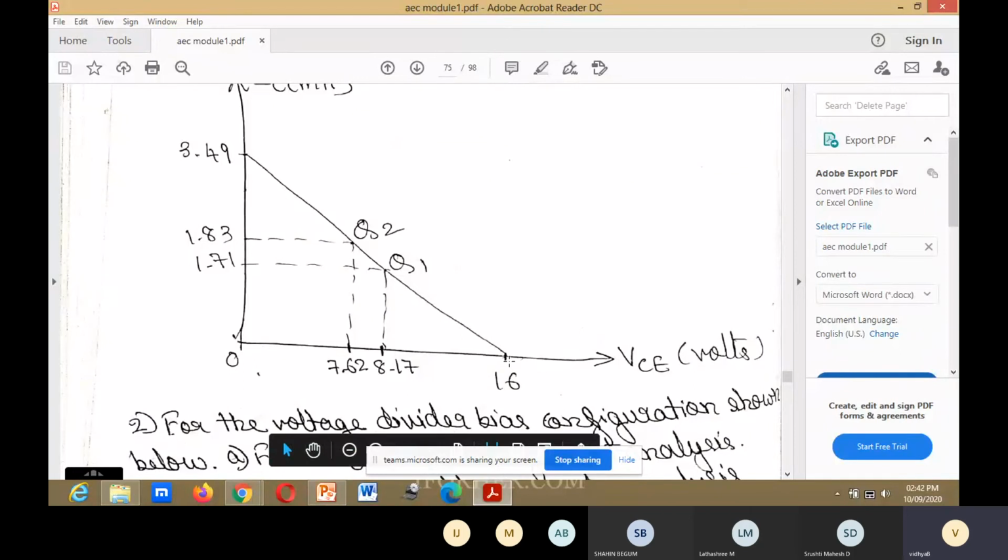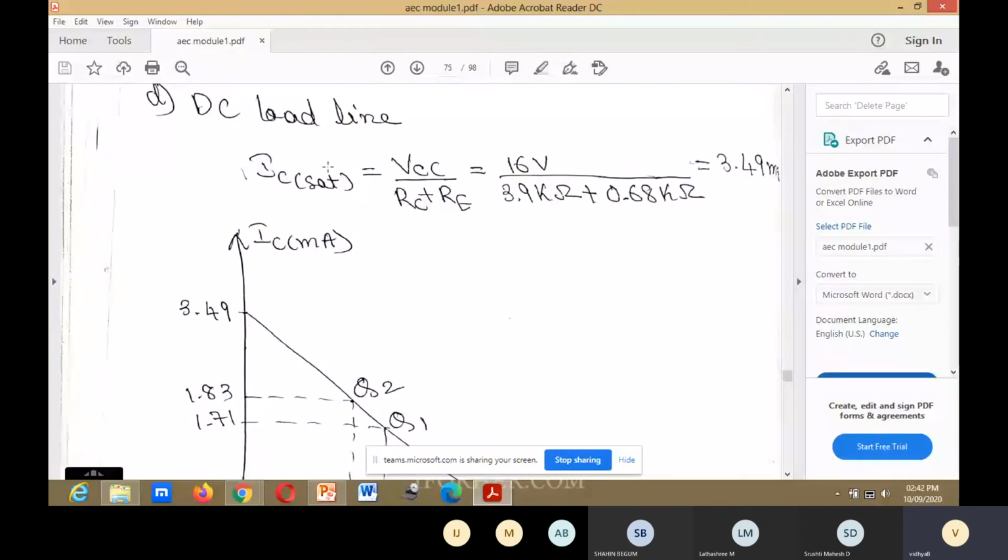Next, the second case: when you substitute VCE is equal to 0, find out IC. IC is equal to VCC divided by RC plus RE for voltage divider bias, and emitter bias also you'll get the same thing. For fixed bias, you'll get IC saturation is equal to VCC divided by RC, because in fixed bias there is no emitter resistance.